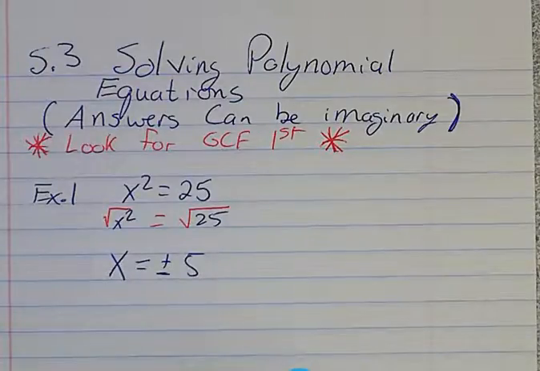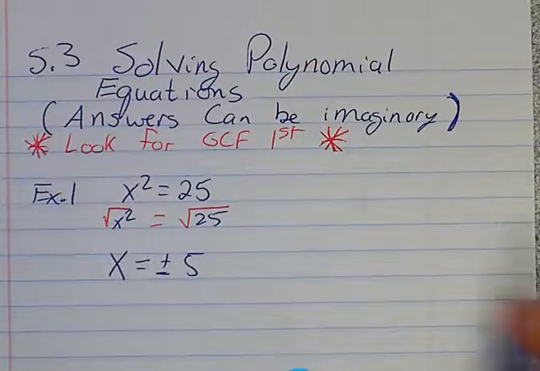If you get just x squared equals some number, you can just take the square root of both sides, and just remember you're going to need the plus and the minus for that part to get the two answers you're looking for.